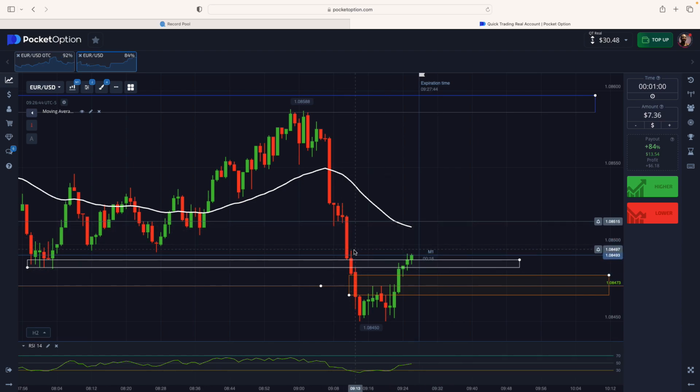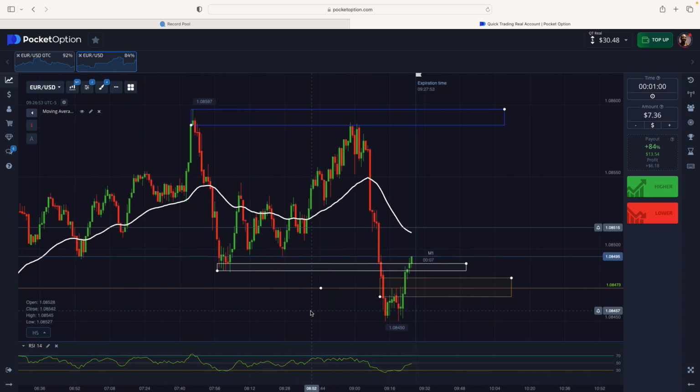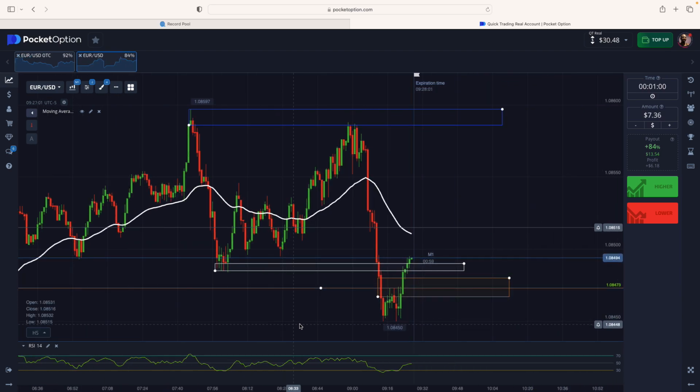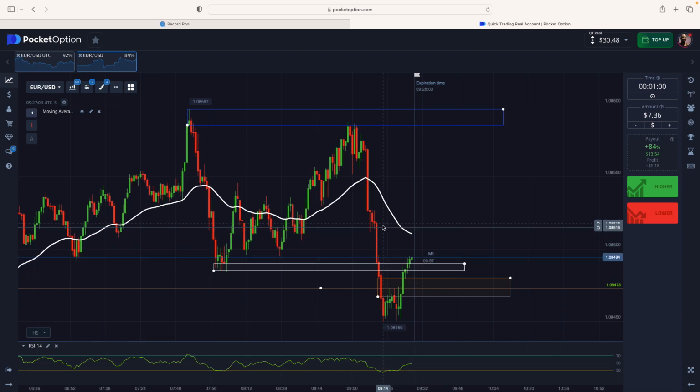And this is another fair value gap right here. So price wants to fill this gap. Once the gap is formed, it goes down to its lowest point. So this is the lowest point over here. Price wants to fill this gap. This is liquidity too. Liquidity sweep. The price wants to fill this gap.